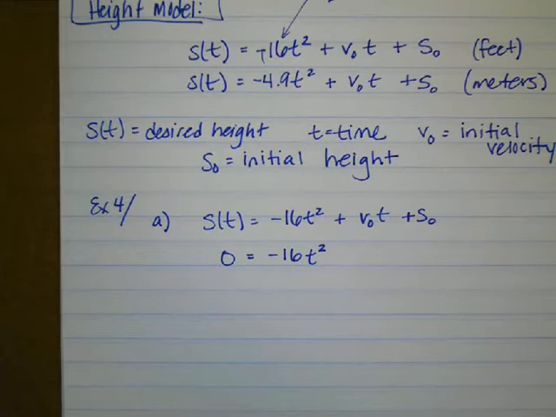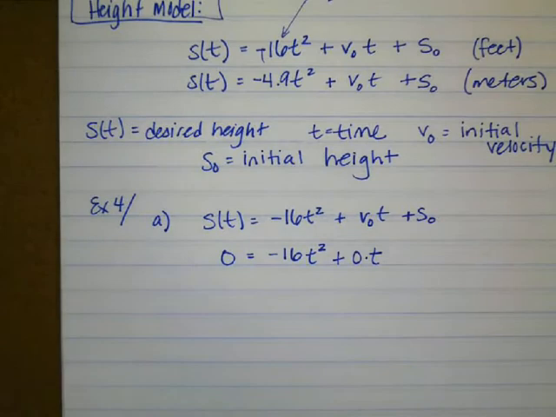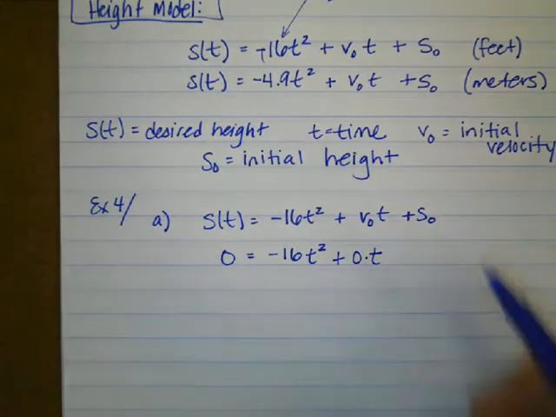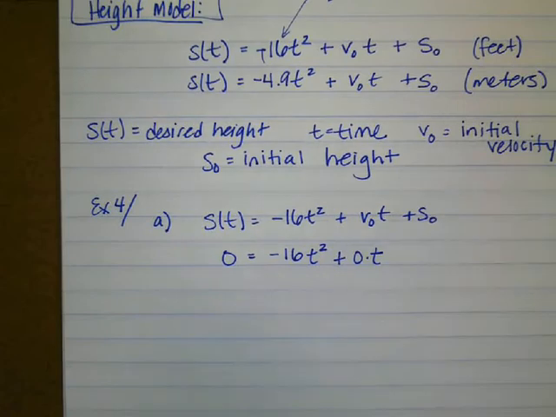Zero. It's not going. I thought you meant once you drop it. Oh, once I drop it. That's what we're trying to find, yeah. So I'm going to put in 0 for v sub o. T stays the same, because that's what I'm looking for. And then s sub o is my initial height, so how high is that building where I'm dropping from? 1450.